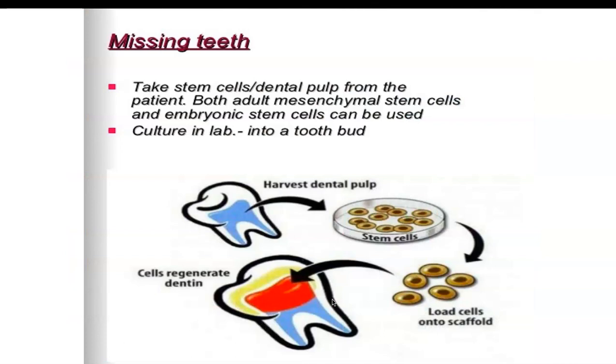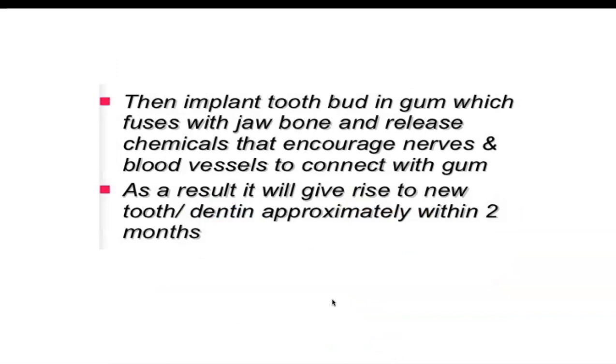Missing teeth: these stem cells or dental pulp are taken from the patient. Both adult mesenchymal stem cells and embryonic stem cells can be used. They can be cultured in the lab into a tooth bud.